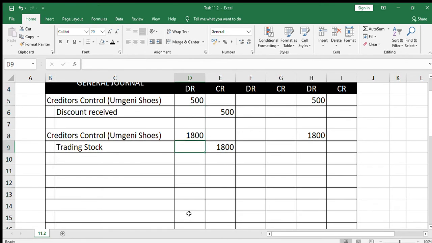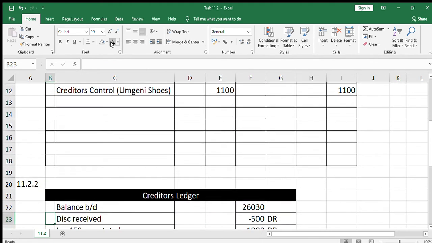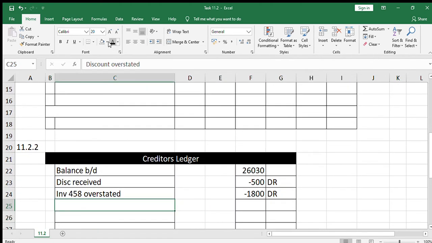Because it is our error, we will pass a journal entry. Discount received is normally an income, but we actually need to reverse some of it. So we're going to debit discount received and credit creditors control for Umgeni Shoes. The difference between those two amounts will be 1,100 in the general ledger and in the credit column of the creditors control. Then we're also going to do this in our creditors ledger. So this was the discount which was overstated. That means we are owing them the money again, so we're going to add on 1,100.